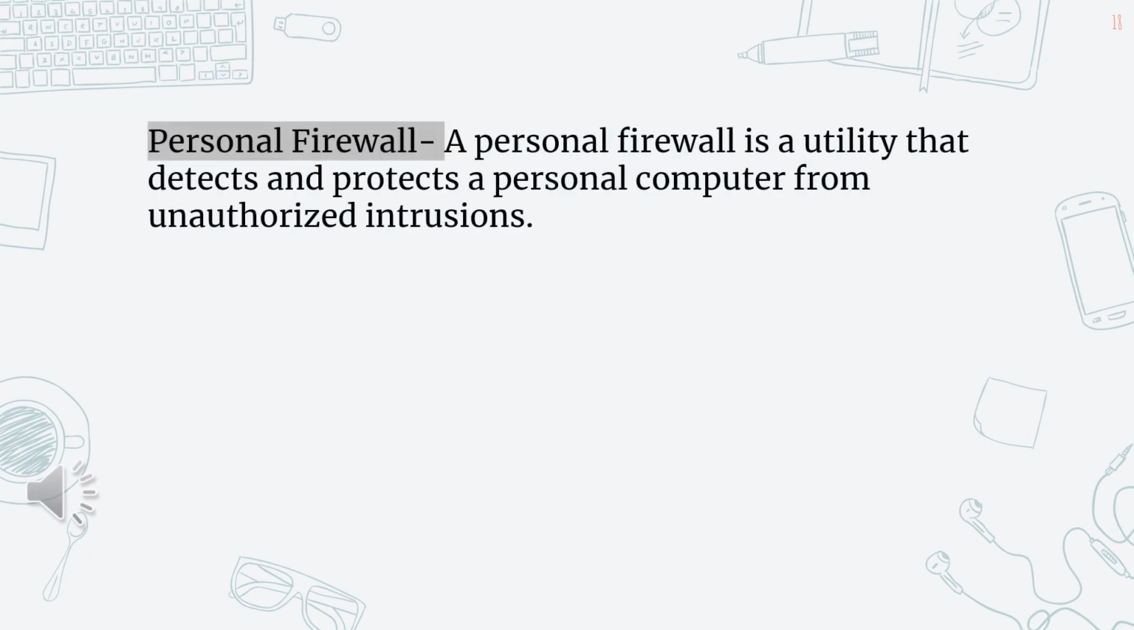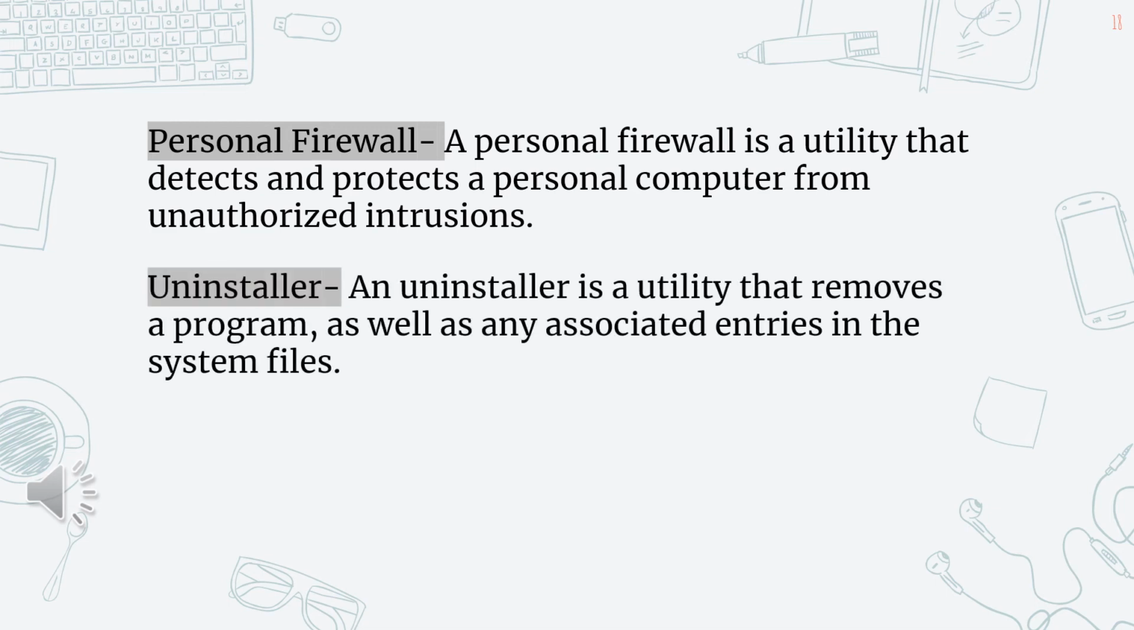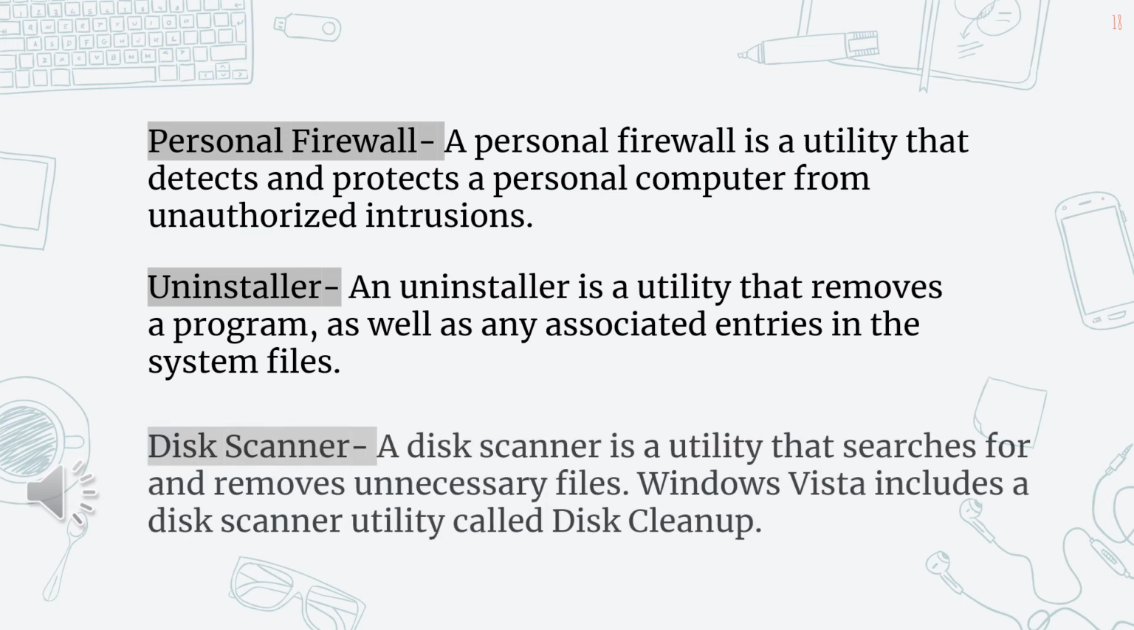Personal Firewall. A personal firewall is a utility that detects and protects a personal computer from unauthorized intrusion. Uninstaller. An uninstaller is a utility that removes a program, as well as any associated entries in the system files. Disk Scanner. A disk scanner is a utility that searches for and removes unnecessary files. Windows Vista includes a disk scanner utility called Disk Cleanup.